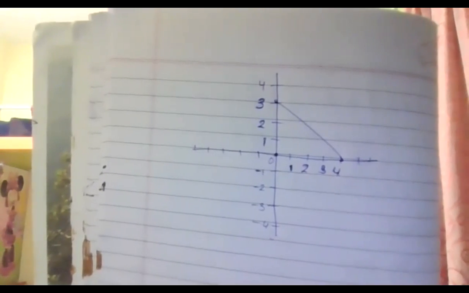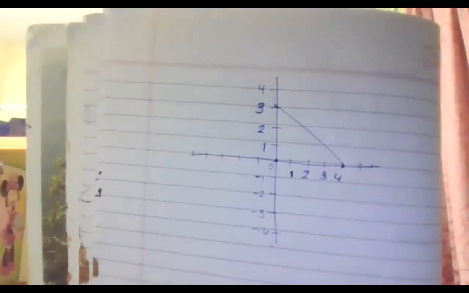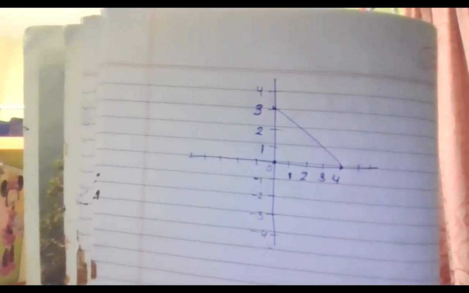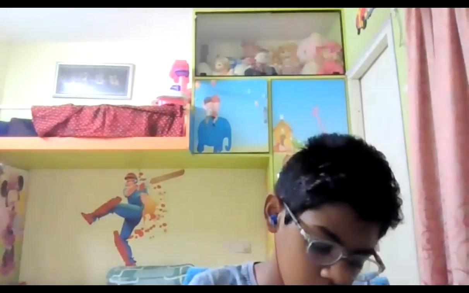3 and 4 you have mentioned, no? The 4, 0 and 0, 3. We are getting the same thing? Yes, sir. 0, 3 and 4, 0. Yeah, fine, fine. So you should name the point over there. The point you mentioned, you should name that.